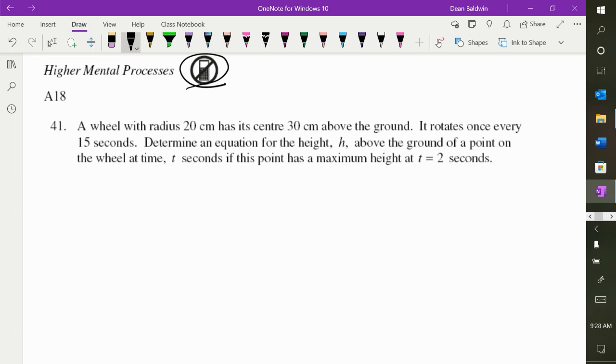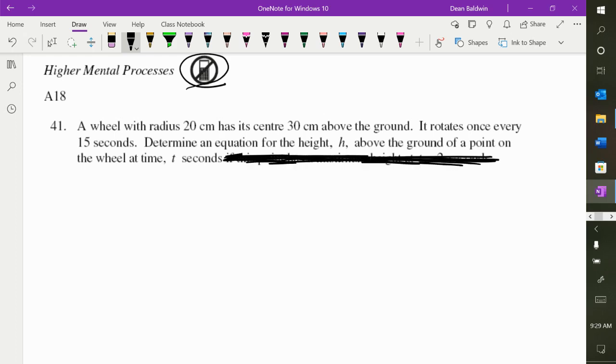All right. A wheel with a radius of 20 centimeters has its center 30 centimeters above the ground. It rotates once every 15 seconds. Determine an equation for the height h above the ground of a point on the wheel at time t if this point has a maximum height at t equal to 2 seconds. Let's cross out that last bit because I actually don't want that in there. So determine the height equation at time t.